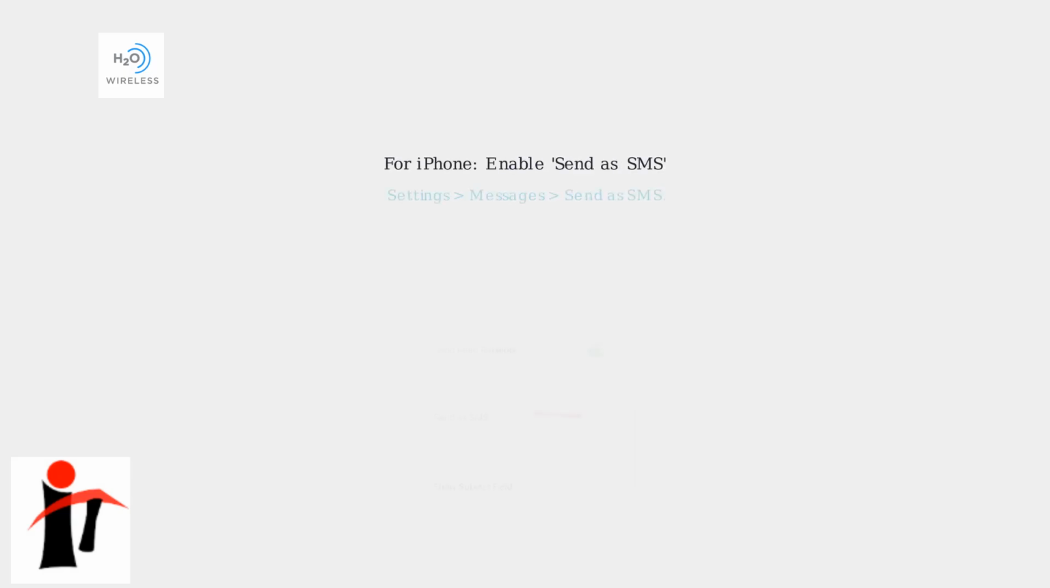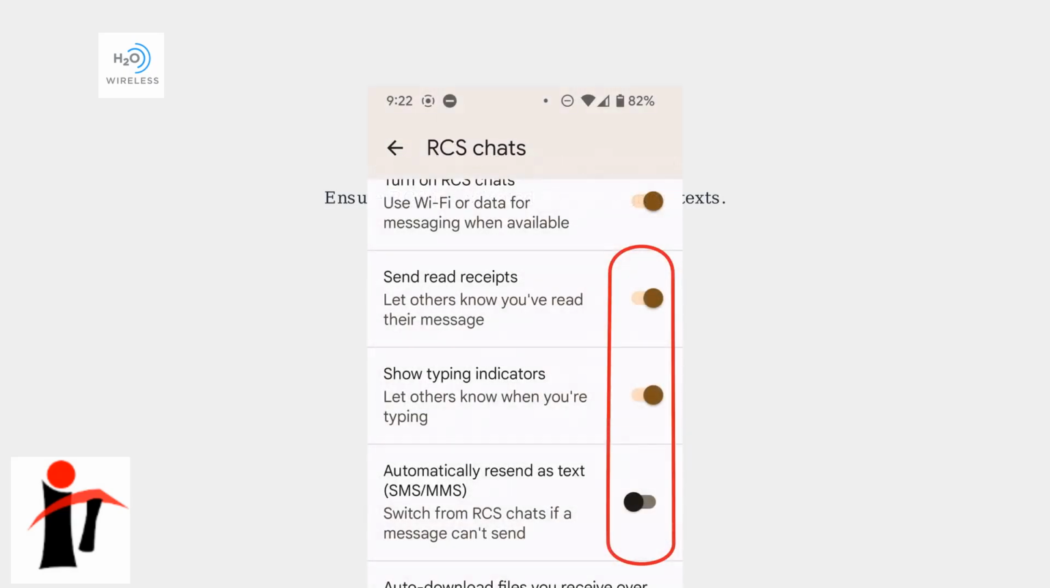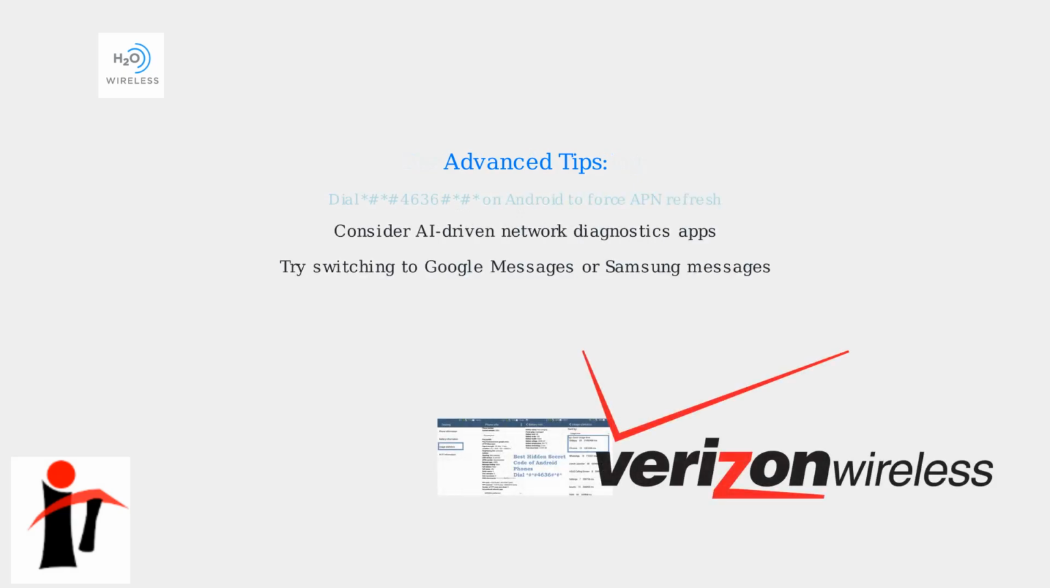Next, make sure Send as SMS is enabled in your iPhone's iMessage settings. Go to Settings, Messages. For Android users, use Google Messages and ensure RCS is activated. Toggle airplane mode or reset network settings to refresh your connection. If problems persist, dial CEF 466 on Android to force an APN refresh.